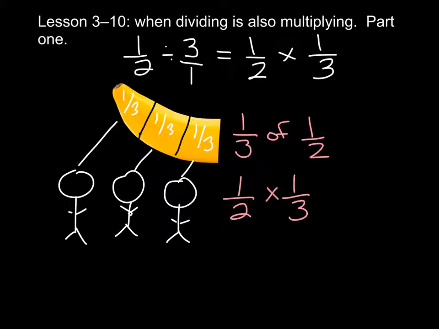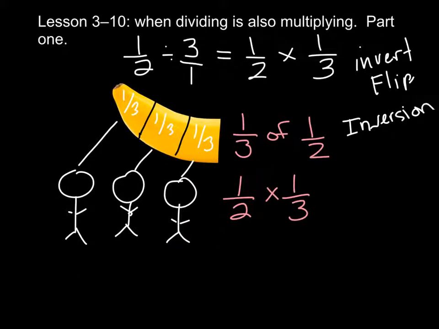That's called the inversion. If I ask you to invert a fraction, that means to flip it. Invert or flip. And when you do that, it's called the inversion. So 1/3 is the inversion of 3/1. Or we inverted it. Or we flipped it.